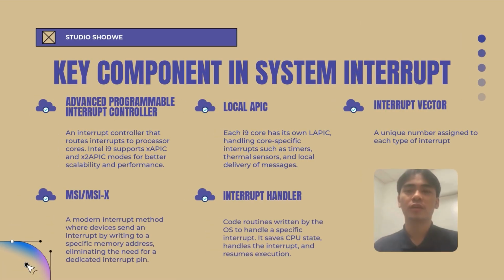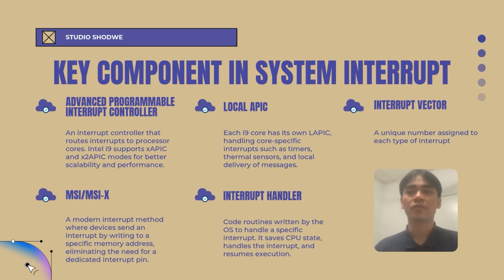We move on to the key components in system interrupt. As you can see, we have 5 key components which make the system interrupt process efficient. So the first one is the Advanced Programmable Interrupt Controller. What is APIC? An interrupt controller that routes interrupts to processor cores. Intel i9 supports xAPIC and x2APIC modes for better scalability and performance. And the second one is the local APIC. Each i9 core has its own LAPIC, handling core-specific interrupts such as timers, thermal sensors, and local delivery of messages.